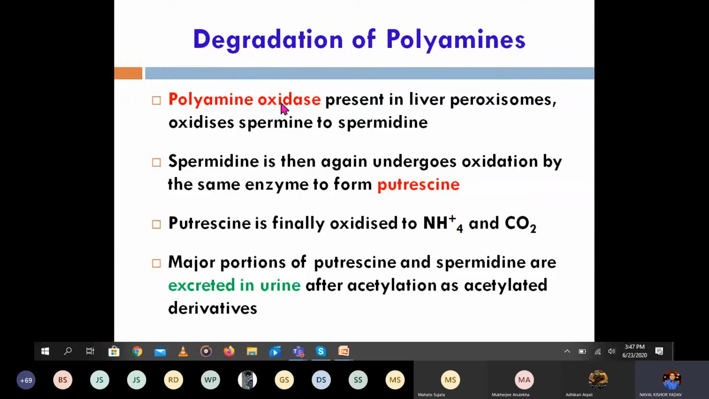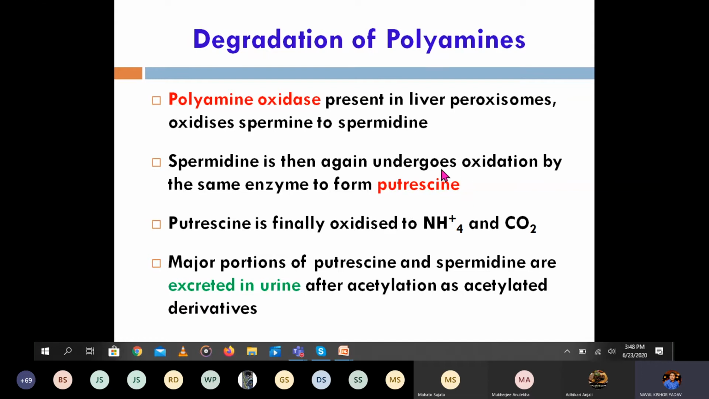So this oxidase, polyamine oxidase, oxidizes the spermine to spermidine. Now this spermidine, by again the same enzyme, polyamine oxidase, forms putrescine. Down also from the spermidine it forms the putrescine by the same enzyme, that is polyamine oxidase.